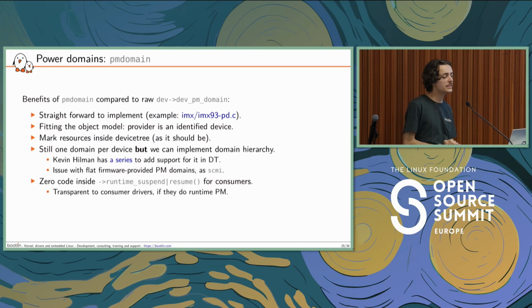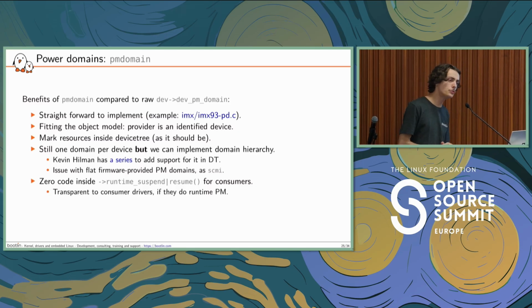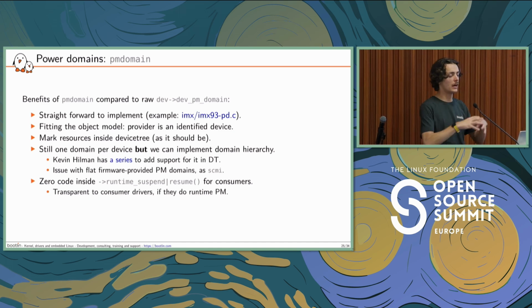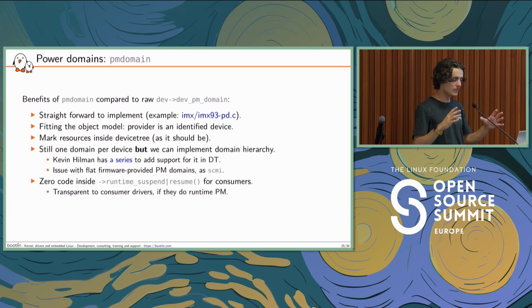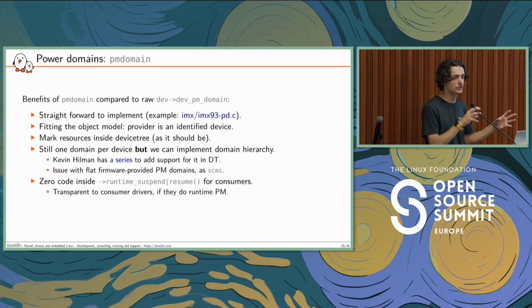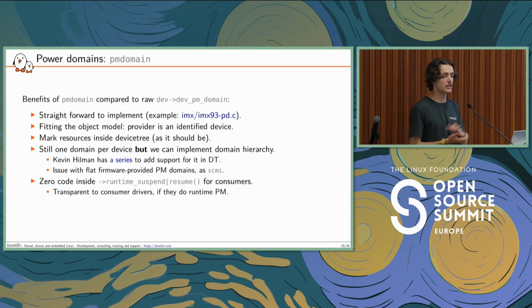You still only have one domain per device. That's still a limitation. You cannot register two domains to a single device. You expect it to be kind of a tree of domains, and inside of that you have a device. A device cannot be shared across two domains. That doesn't exist. But you do have a domain hierarchy.